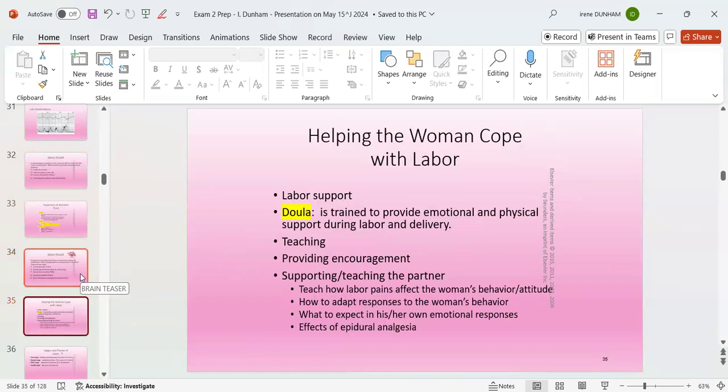Okay, so remember I talked about the psychic and I talked about support? Well, here's the doula. So again, you're helping her cope with labor. That's your job, is coping with labor, and non-pharmacological means of controlling pain in labor. What are those that you can do for her?